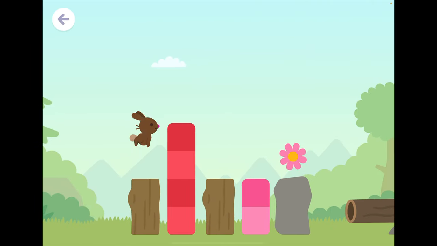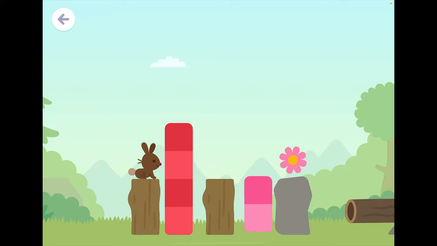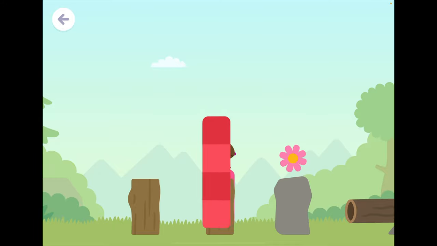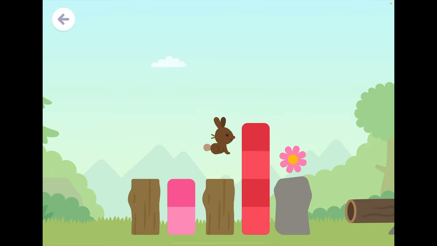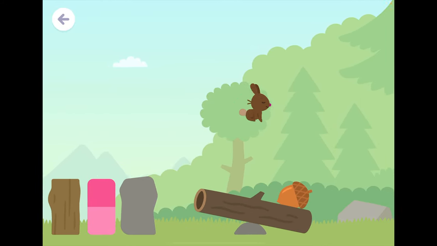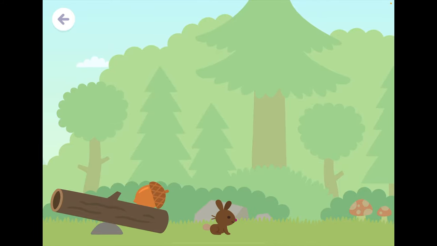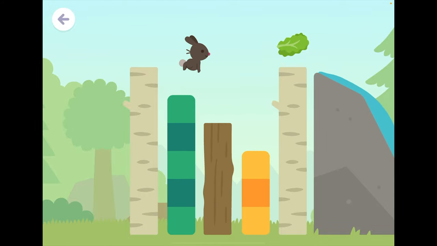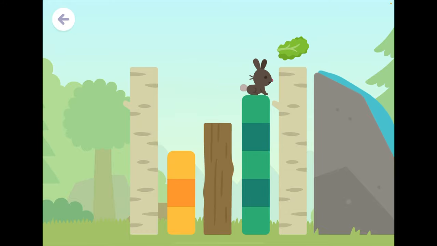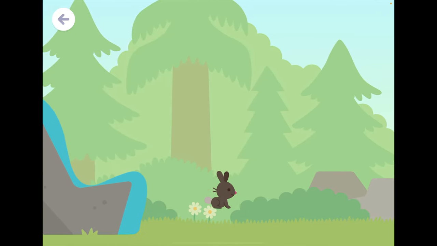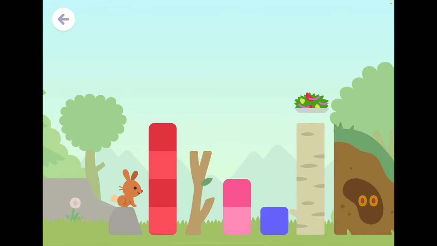This is cute. All right, so the bunny needs to go across to get to the flower. Okay. There we go. Acorn. Boom. That was funny. All right, so the bunny needs to go across. And then up. Oh my goodness, he got his lettuce. And he's sliding down a water slide. So these are little puzzles that you have to solve.